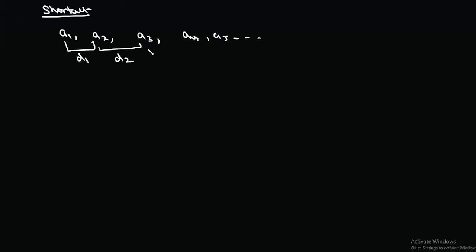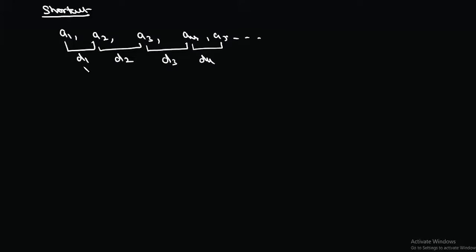Today we'll discuss a shortcut which is used in the problems where the difference of difference is constant. So you'll find many problems in which you'll be given a series such as A1, A2, A3, A4, A5. Now in this series, if we find the differences, A2 minus A1 is D1, A3 minus A2 is D2, A4 minus A3 is D3, A5 minus A4 is D4.